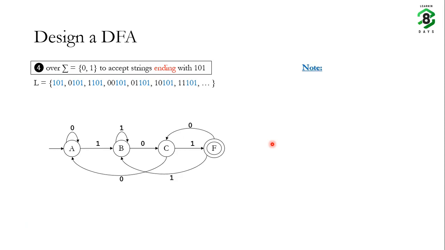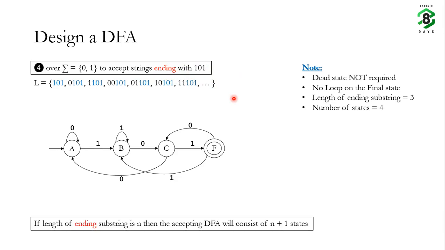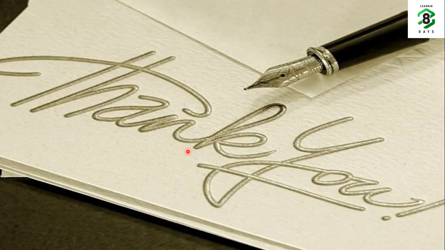So the points to note over here are, firstly, dead state is not required. Secondly, no loop on the final state. Thirdly, if the length of the ending substring is 3, then the number of states is 4. So in general, if the length of the ending substring is n, then the accepting DFA will consist of n plus 1 states. So in this class, we discussed a few problems of DFA. In the next class, we'll continue our discussion and solve some more problems on DFA.